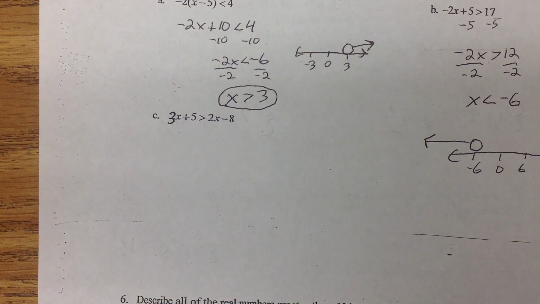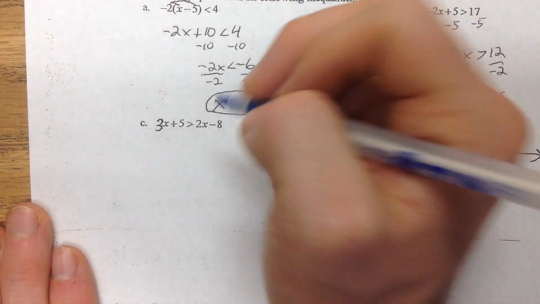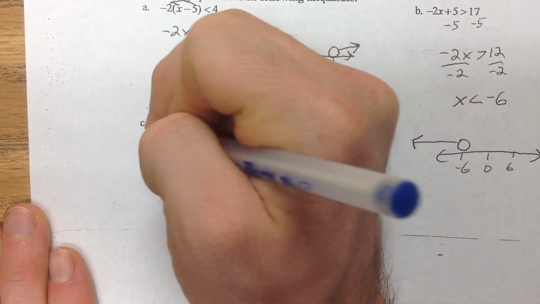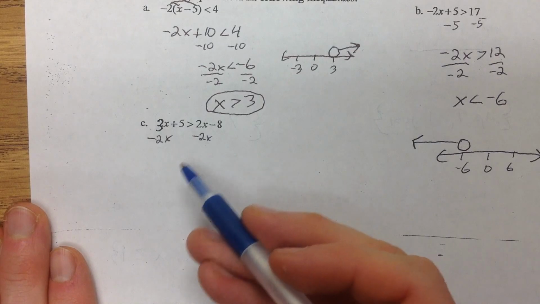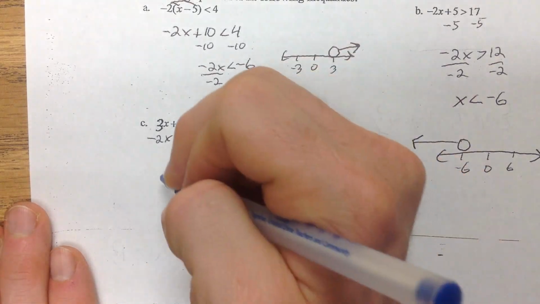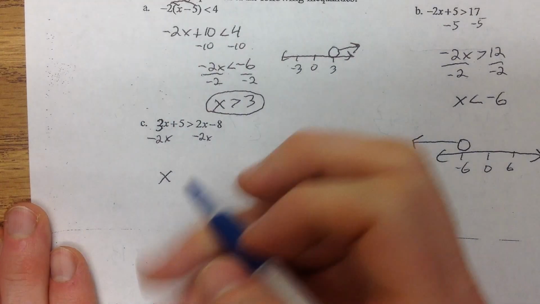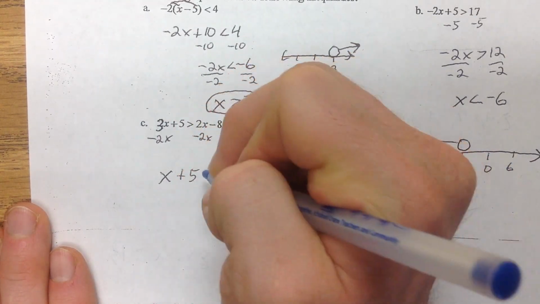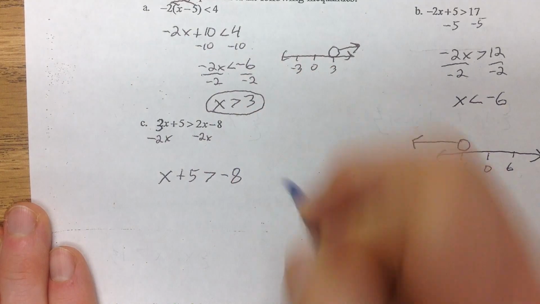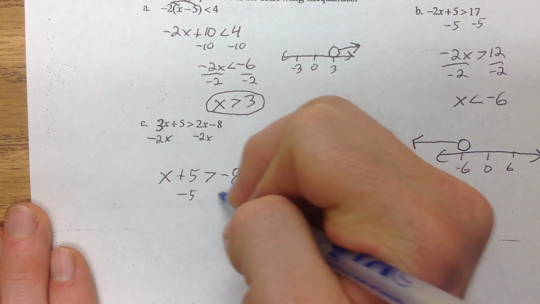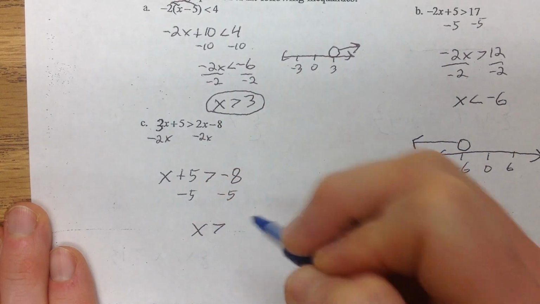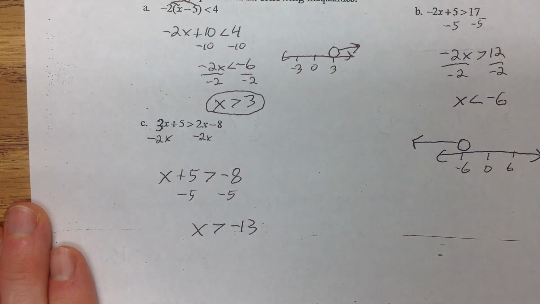We've got variables on both sides, so we're going to need to move those over to the same side. So 3x plus 5 is greater than 2x minus 8. Let's move the smaller variable. So that's a minus 2x, a minus 2x. 3 minus 2 is 1. You can write 1x, that's not wrong, but I'm just going to write that as x because it means the same thing. So x plus 5 is greater than negative 8. Make sure that minus sign comes down with you. Subtract 5. X is greater than negative 13.